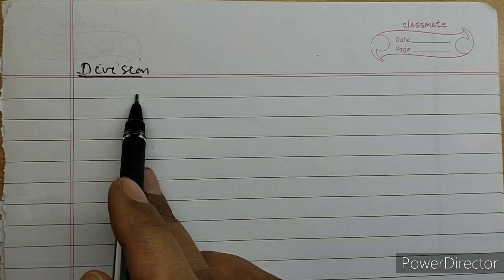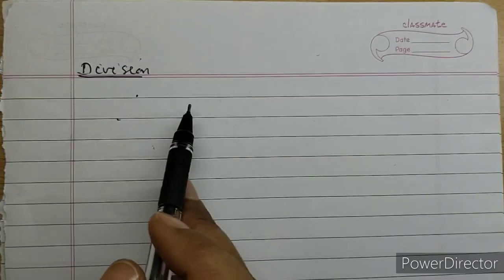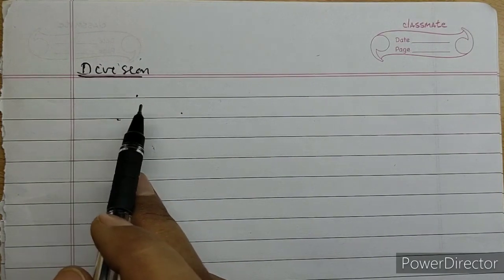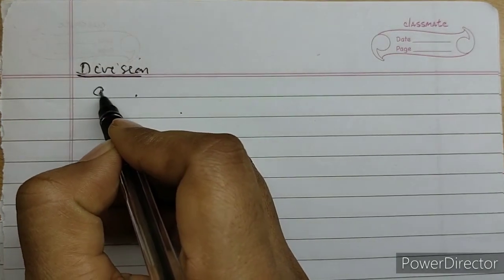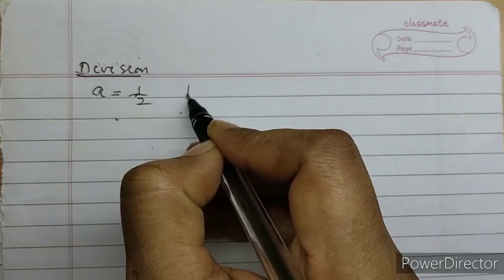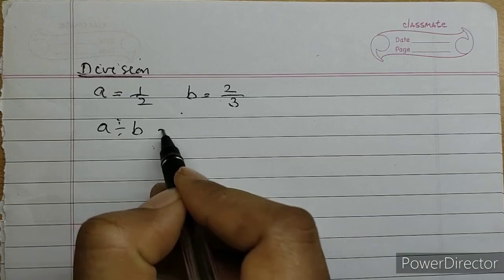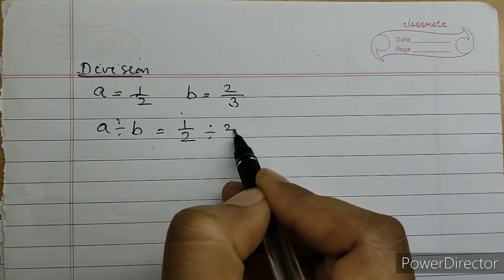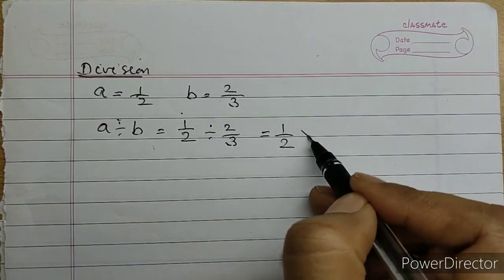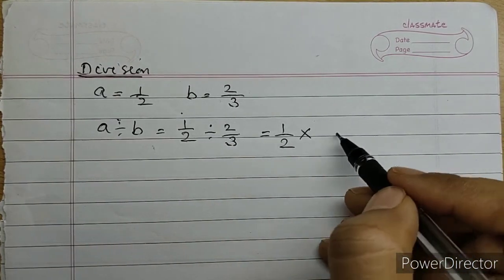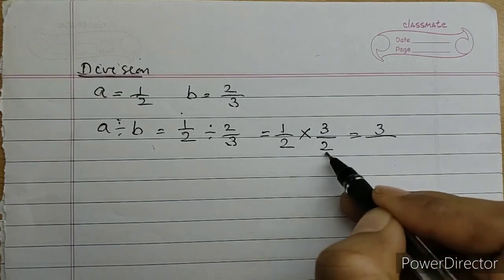Next fundamental operation is division. If a by b is equal to b by a, then you can say that division is commutative for rational numbers. We will check it. Let a is equal to 1 by 2 and b is equal to 2 by 3. So a divided by b means 1 by 2 divided by 2 by 3, which is equal to 1 by 2. Division will change to multiplication by taking reciprocal. 3 by 2 equals 1 into 3 3 and 2 into 2 4.